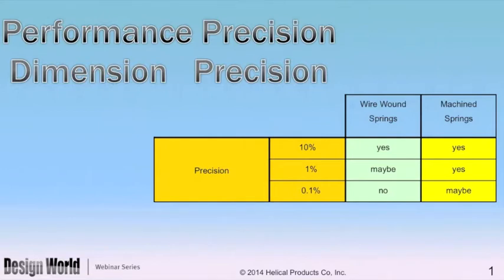When you get the precision down to 1%, the wire springs are going to be a little bit more difficult to make. In fact, you're probably going to have to go sorting through a product line or a production group to find just what you want. And 1% springs are available readily in the machined area.